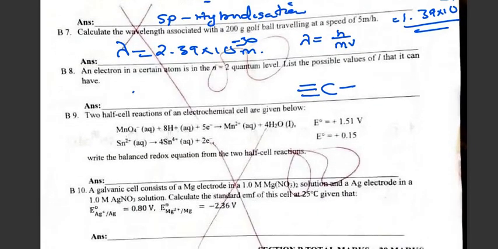So B9 is under electrochemistry. They are saying 2 half-cell reactions of an electrochemical cell are given below. This is what you're having. Write the balanced redox equation for the 2 half reactions.